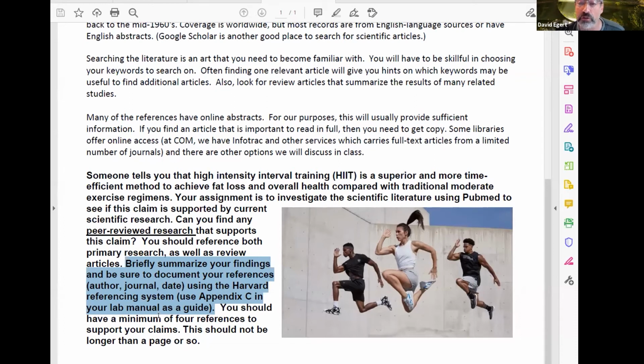You are not trying to, it's not like a debate team where you're trying to argue one side or the other. It's quite the opposite. If there are many sides, you want to make sure that you represent that it's kind of an ambiguous answer right now. It says you should have a minimum of 4 references to support your claims. It also says this should not be longer than a page or so. I don't want this to be a rabbit hole. Your main research project, that'll be a rabbit hole. This one is just going to get your feet wet.